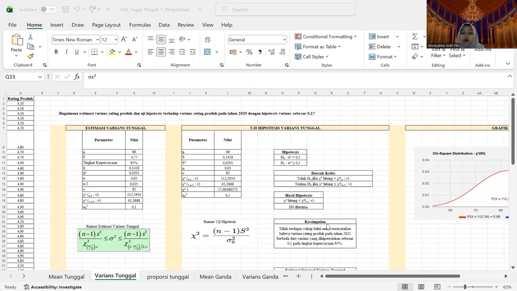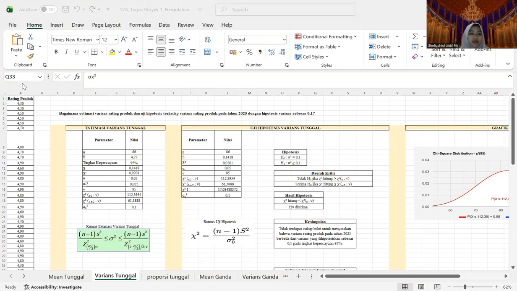So today, I will explain about single variance estimation and hypothesis testing. But before that, we need to know what is single variance. Single variance is a method in inferential statistics used to estimate and test the variance of a population based on sample data. It helps us understand the spread of our data and determine if the population variance matches a specific hypothesis value.